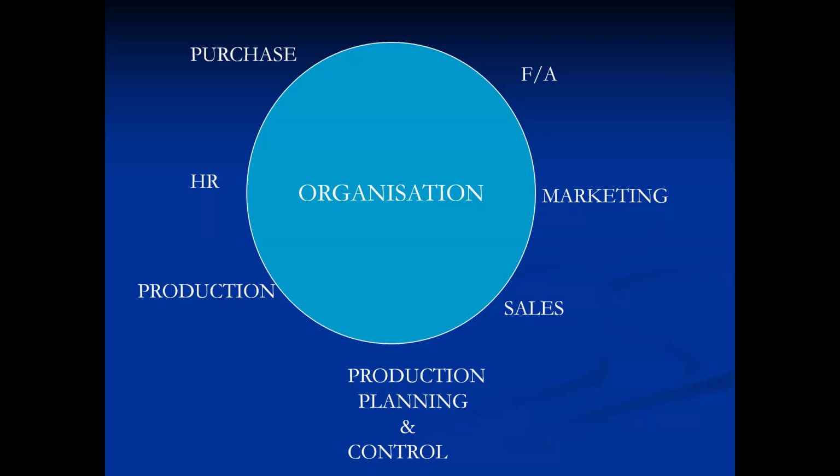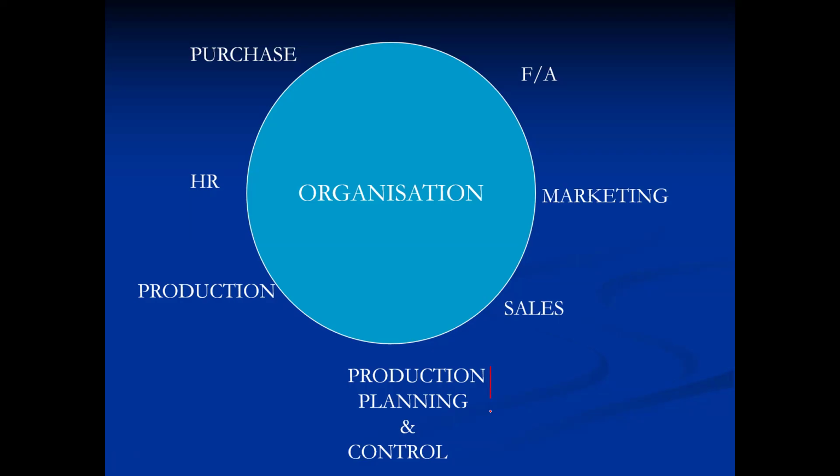Now let us take one more example. Here, in order to increase the profitability of the company, every department has to perform their daily functions with much effectiveness. For that purpose, every department requires some information from the other departments. That means every department is depending upon other departments for the information purpose. Say, for example, you take production planning and control department.